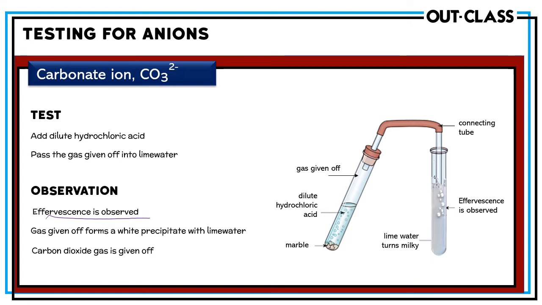The gas given off forms a white precipitate with lime water. When passed through lime water, it forms a white precipitate. So if you add dilute hydrochloric acid to the salt solution and bubbles of a colorless gas are seen, then we test the gas with lime water. If the lime water turns milky, it means carbon dioxide is given off and carbonate ion is present. If the gas is not given off, no bubbles are seen, it means carbonate ion is not present in your salt solution. Then we proceed for the next test, next anion.